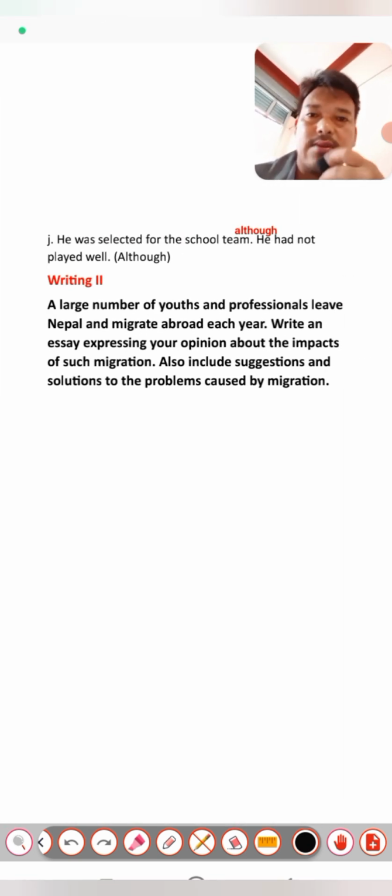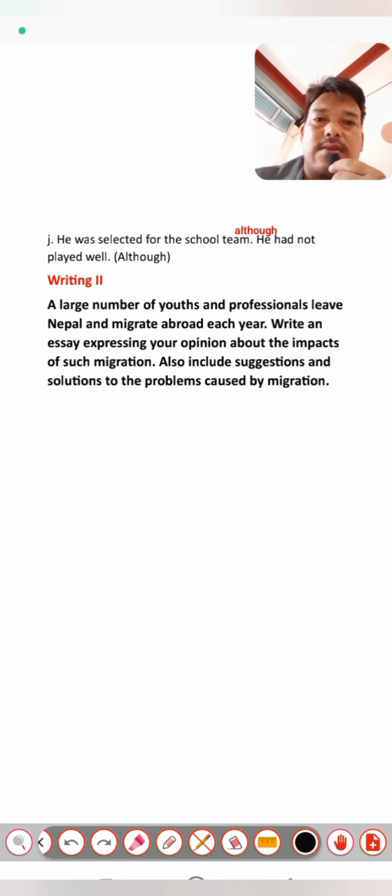So here, the last one is: he was selected for the school team. He had not played well. So again, the connector is "although": he was selected for the school team although he had not played well. So it's all about the connectives that we used in grammar.